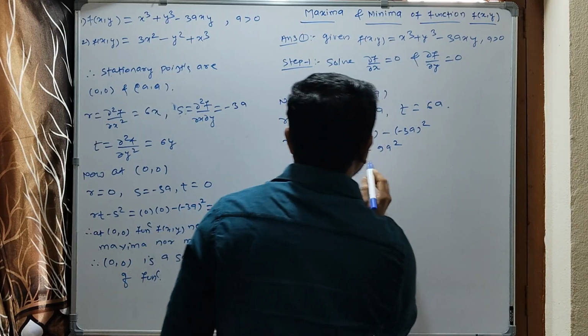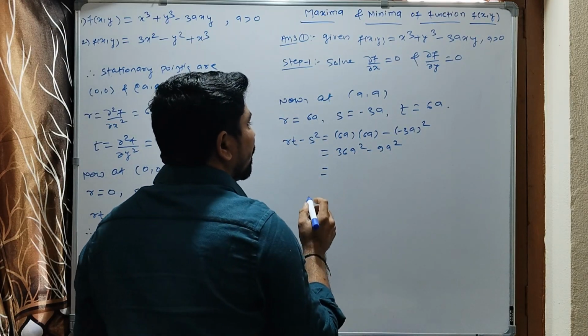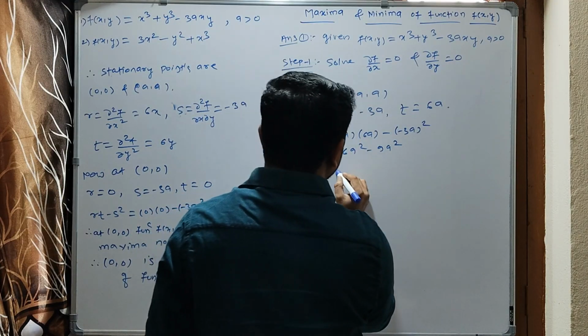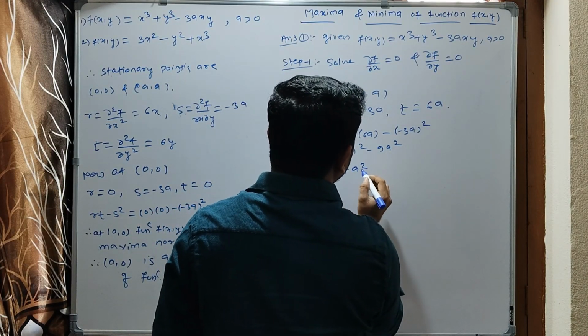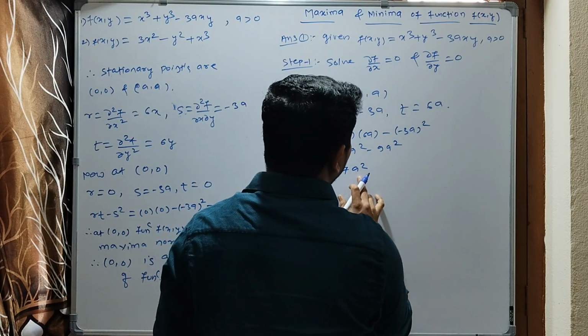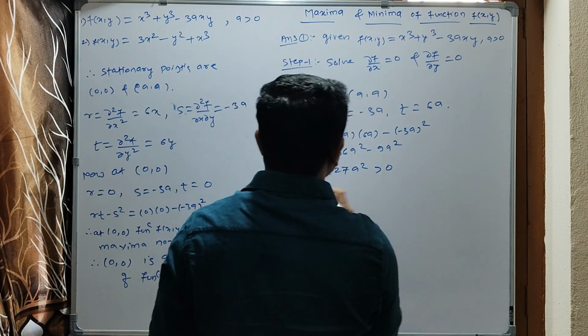9. So here you can observe one thing. 36 minus 9, yes, this is 27a square, but here a is greater than 0. So a is greater than 0, a square is greater than 0. Therefore this quantity is strictly greater than 0.